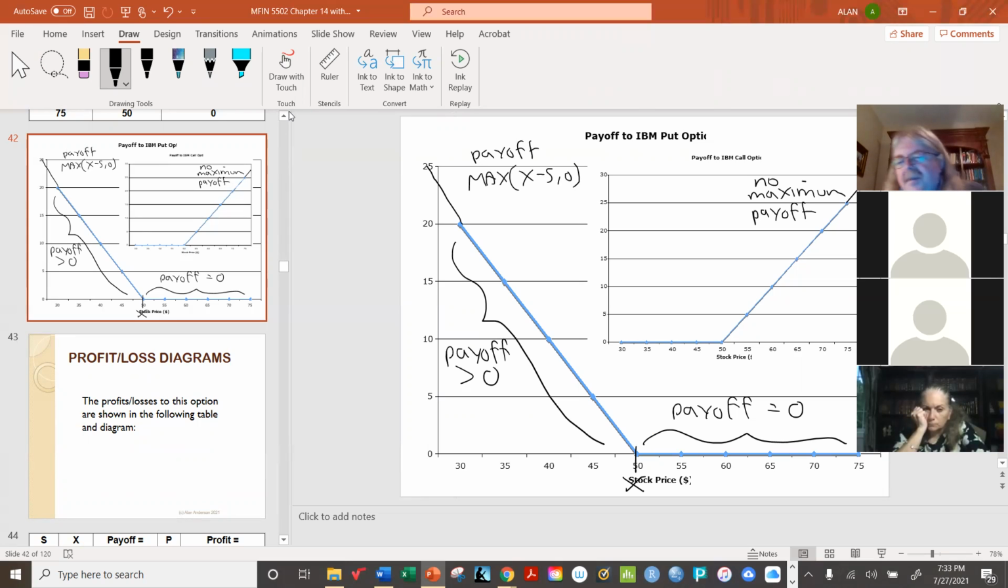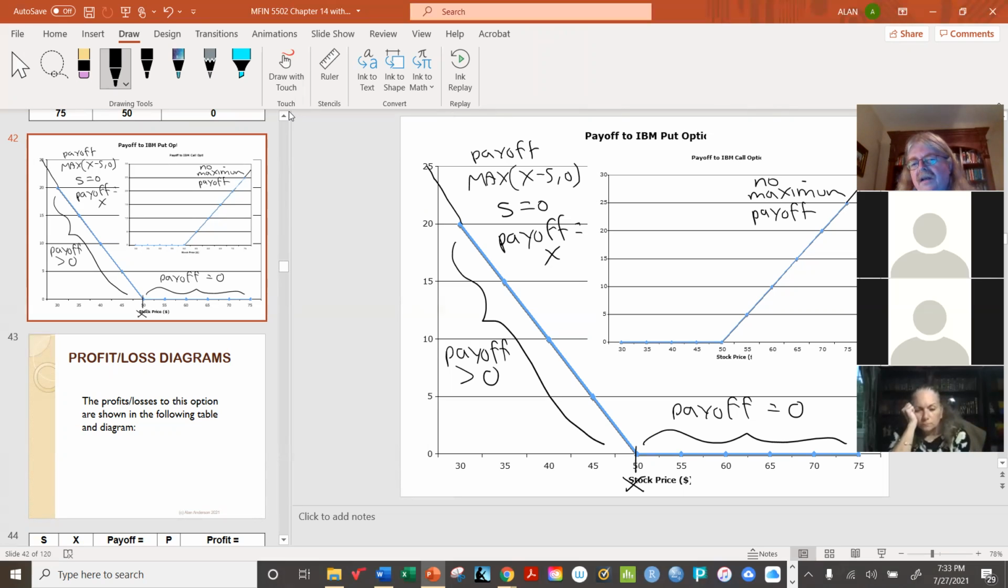Because the stock price can't be negative. So if S equals 0, the payoff will be X. That's as high as it can go. So unlike the call, where there's theoretically no upper limit to our payoffs, here there actually is one. Although it's a very high limit, it can't go past that. So that's one way in which the two are not perfectly symmetrical with each other. But it's a very high maximum.